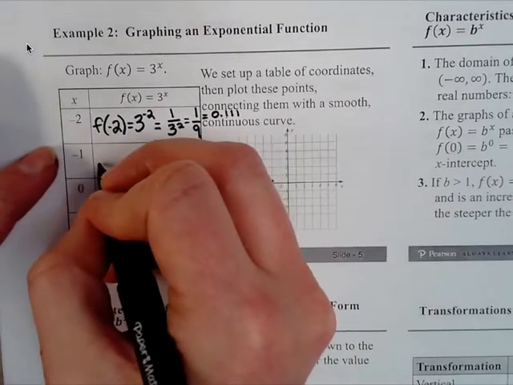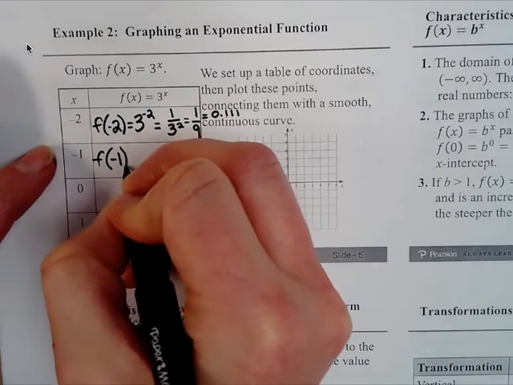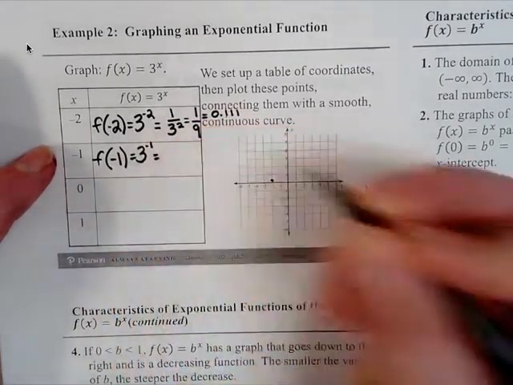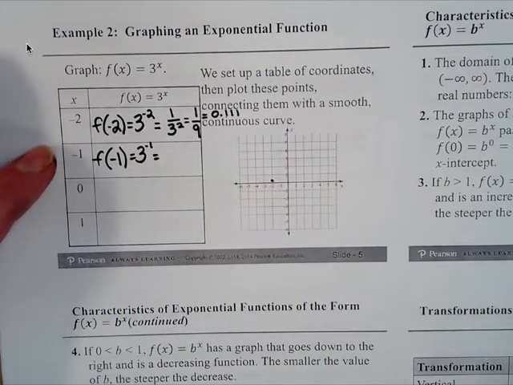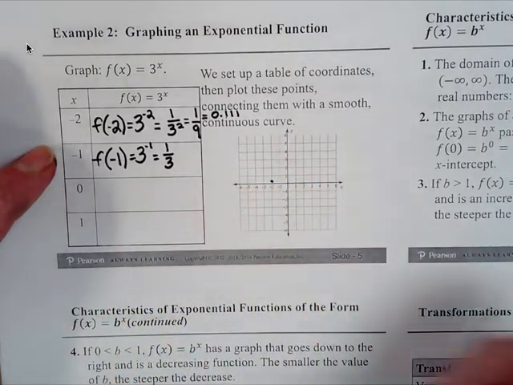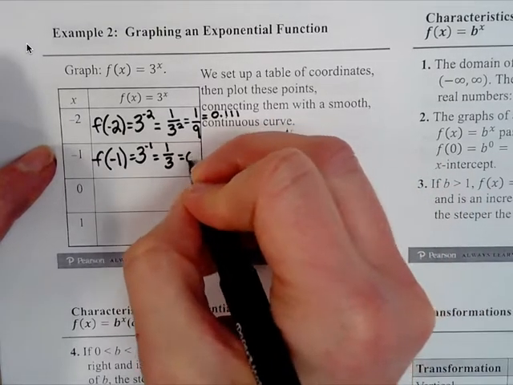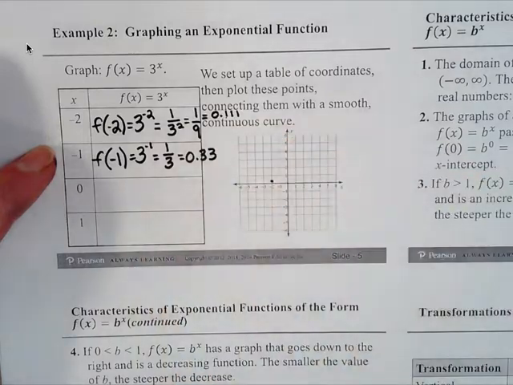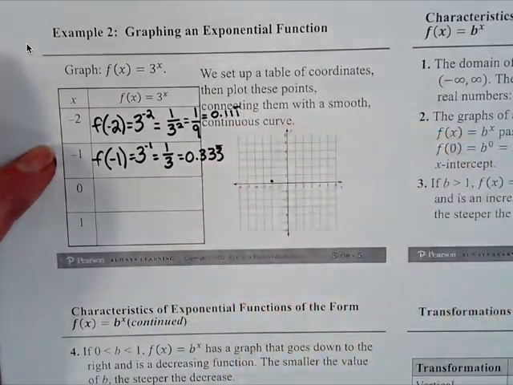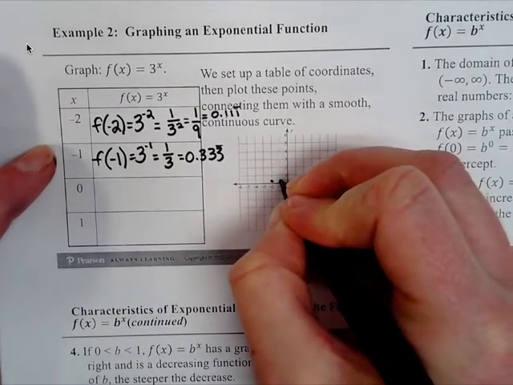Now we're going to use negative 1 for x. Three raised to the negative 1 is 1/3. Because we move it to the bottom, change the exponent to a positive. And we know that is 0.3 repeating. So negative 1 and 0.3.